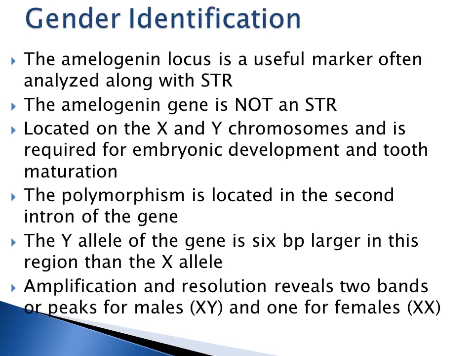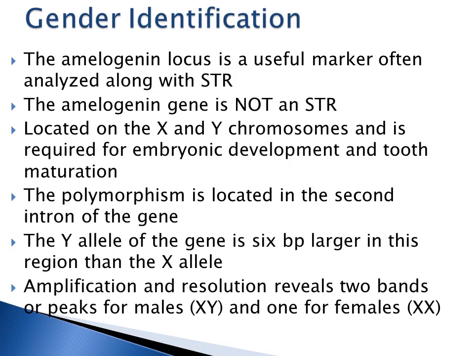So you can use short tandem repeats for gender identification, and this is commonly done using the amylogenin locus. So amylogenin is not a short tandem repeat. So the amylogenin gene is located on the X and Y chromosomes, and it's required for embryonic development and tooth maturation. The polymorphism is located in the second intron of the gene.